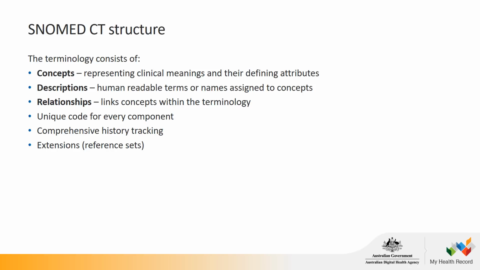There is a comprehensive history tracking mechanism so that all changes made to the terminology are recorded and tracked over time. We can also determine what a concept meant at a particular point in time. SNOMED CT also has extensions, which is a way of adding more information to the core components of concepts, descriptions, and relationships. This is achieved by reference sets, which we will talk about in a later slide.